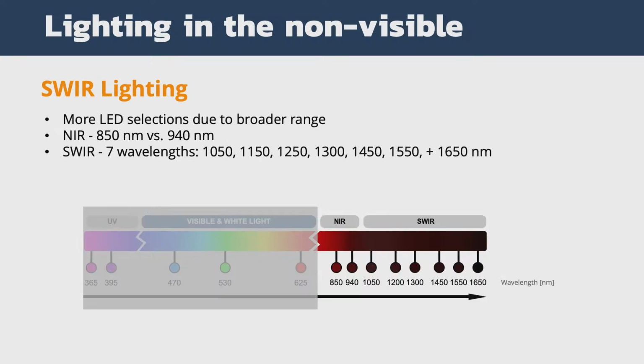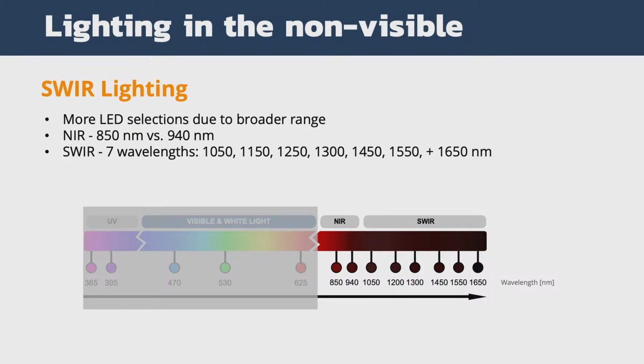Similarly, if we look at the SWIR spectrum, you will notice that we have many more data points, but that's because we're talking about the long end of the spectrum instead of the 50 or 60 nanometers just shorter than blue light. We're now talking about several hundred nanometers longer than red light. And because of this longer spectrum, there, of course, are more data points of LEDs available.